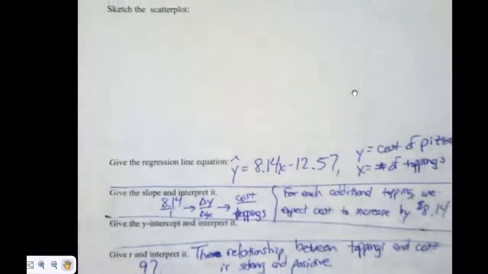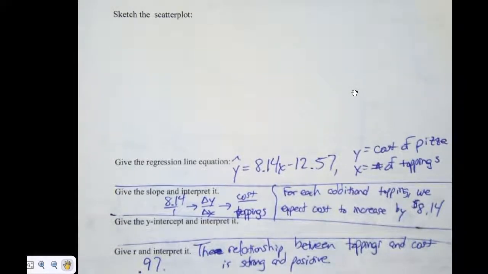Do the one on the pizza. Interpret the y-intercept there. So this one does not make sense in real life. Yeah, I would just go start getting no topping pizzas everywhere I could. Here's a pizza and $12.57.